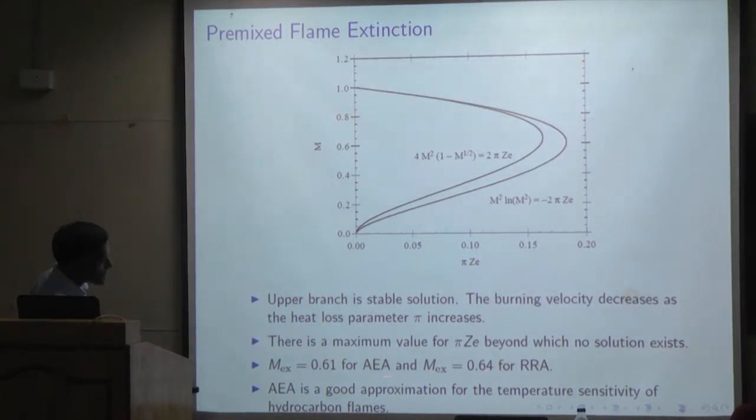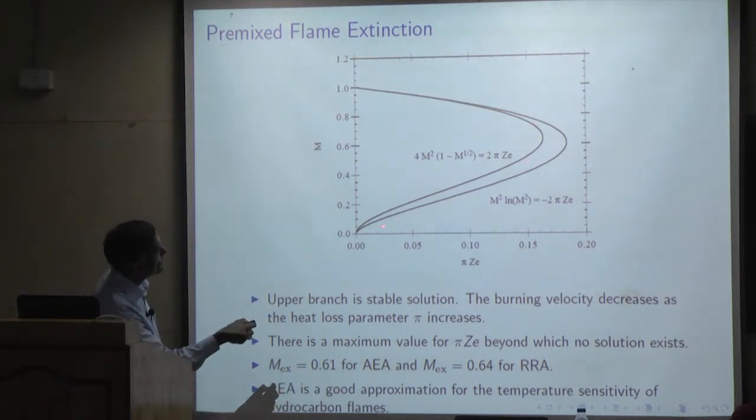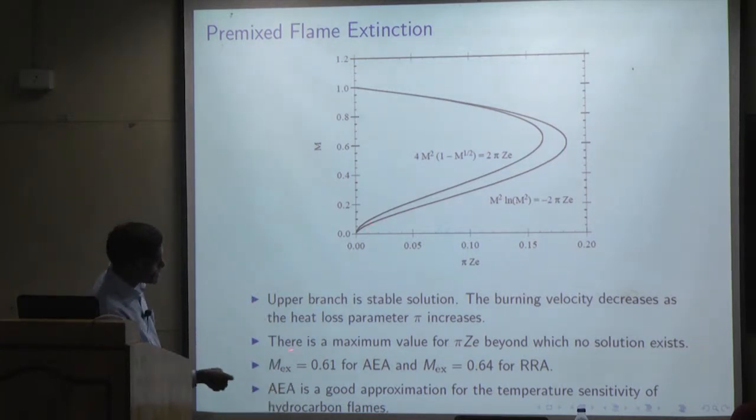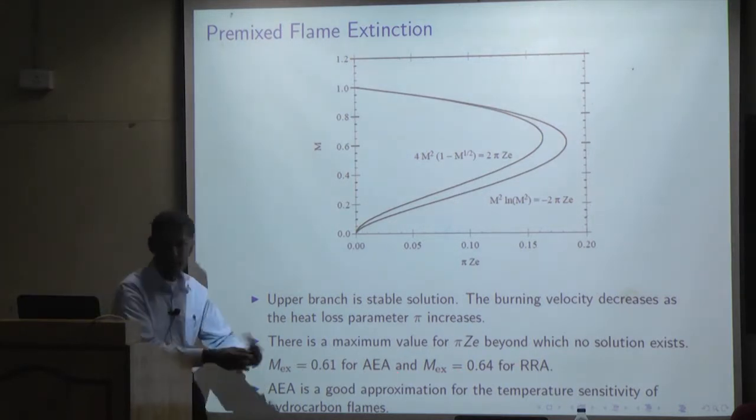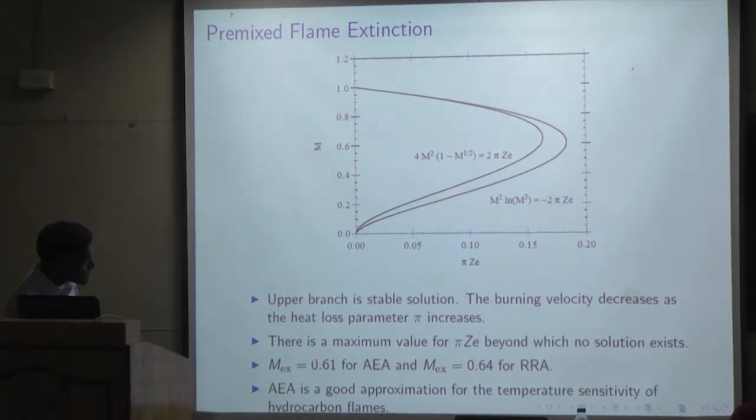So the claim here is that they're very close. Therefore, activation energy asymptotics is a good approximation of the temperature sensitivity of hydrocarbon flames. And that's the point. This is what I talked about today, and this is from rate ratio, which I will not have time to talk about. Nevertheless, we think that the rate ratio asymptotics must be more accurate because you include a lot more chemistry.